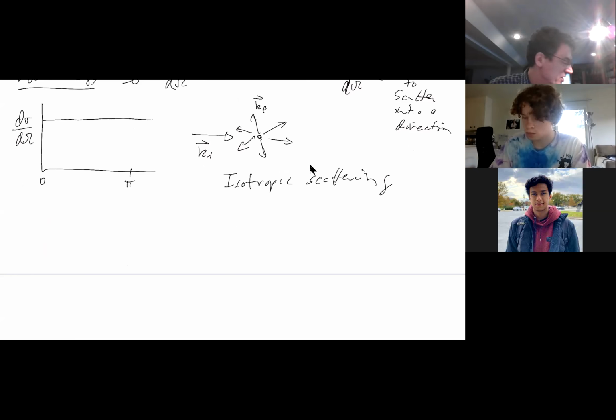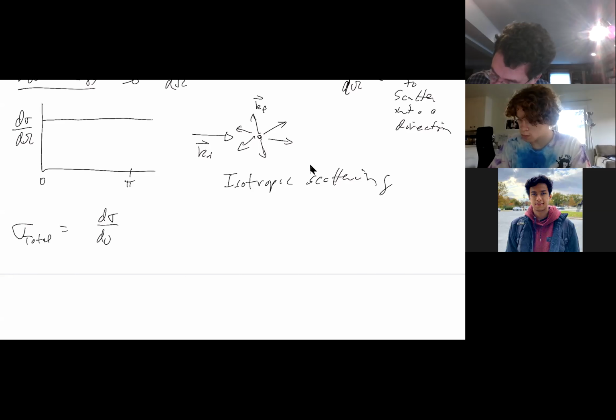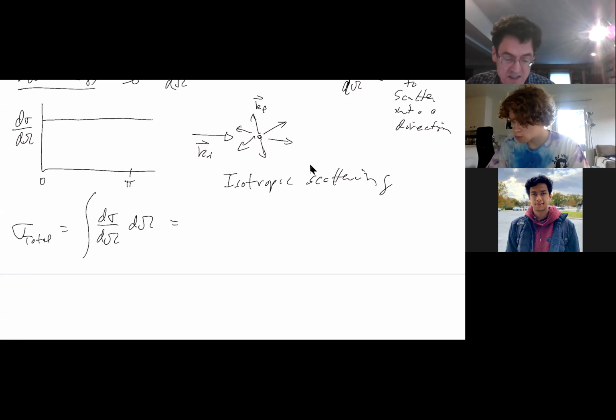And then we can go one step further, and we can calculate the total cross section by taking the d sigma d omega and integrating over what? Can someone tell me? D omega. Exactly, the solid angle. And so when we do that, that's basically integrating over solid angle.